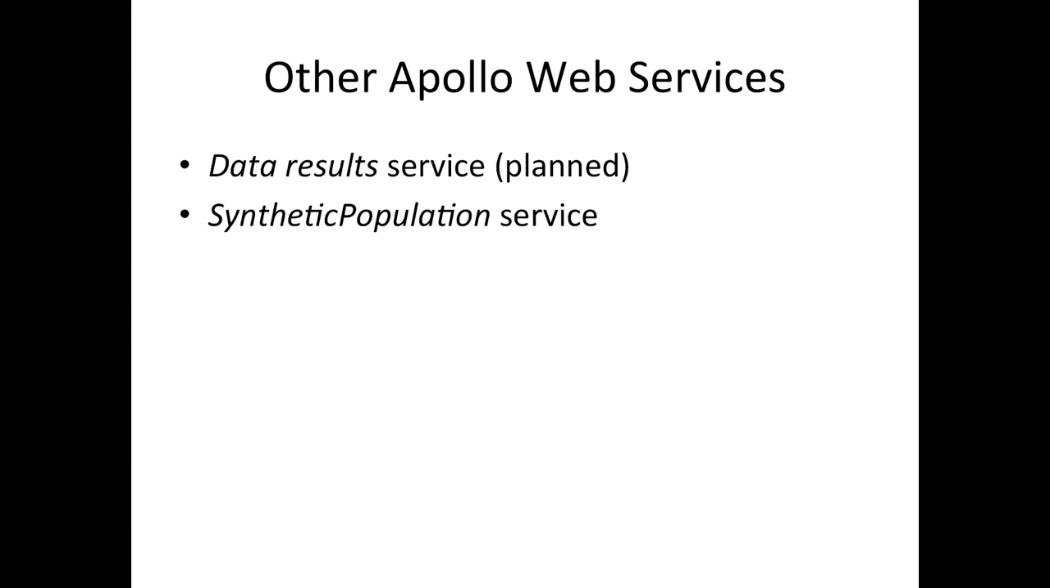The Apollo Web Services also include a synthetic population service, which will be the subject of a future video. The synthetic population service retrieves a set of synthetic individuals for a given location, who in the aggregate match the age, gender, home, school, and work locations measured by the U.S. Census in those areas. The source of these data is the Synthia synthetic population, developed by the Research Triangle Institute in North Carolina.